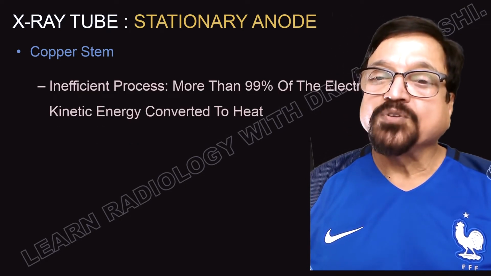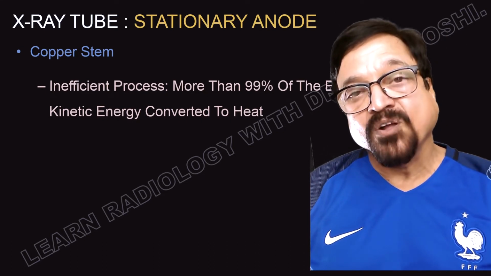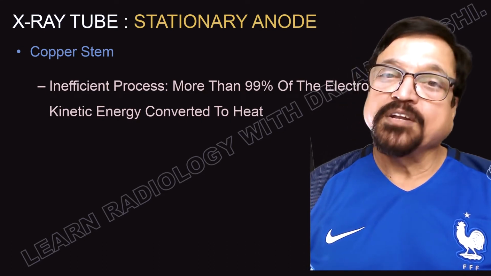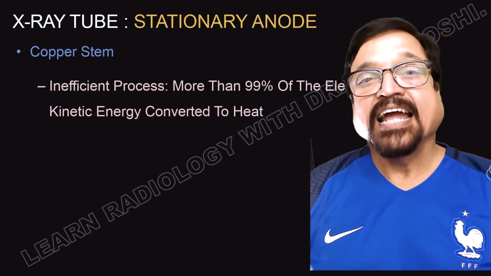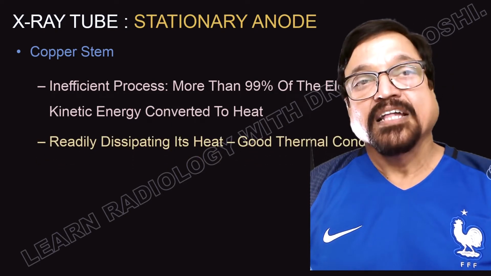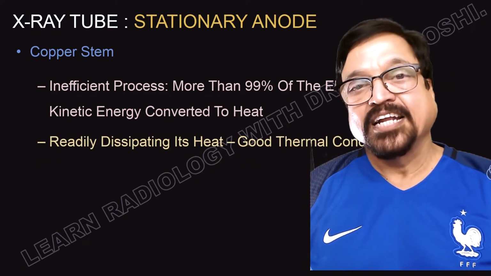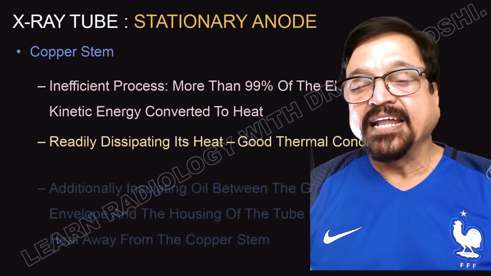Now the stationary anode has a copper stem. Why copper stem? Because when the electrons get converted into photons, that is X-rays, 99% of the production is heat and hardly 1% is X-rays. Now this heat needs to be dissipated. Copper is an excellent conductor. That's why it is used to dissipate the heat in a fast way.